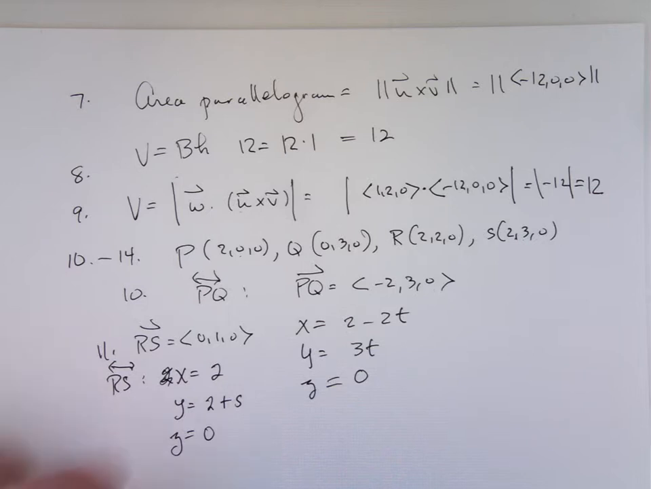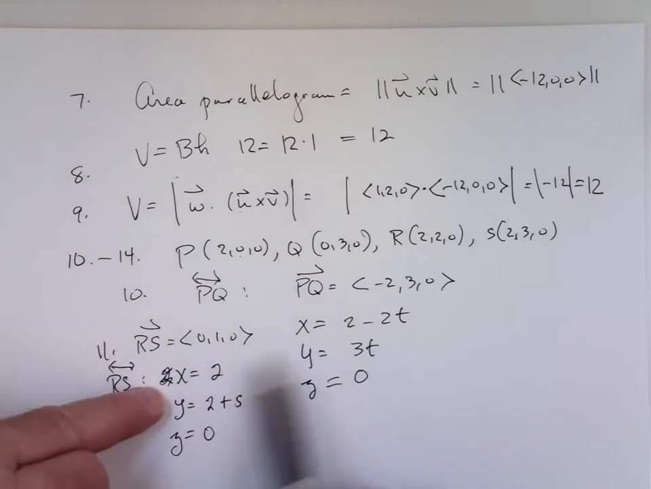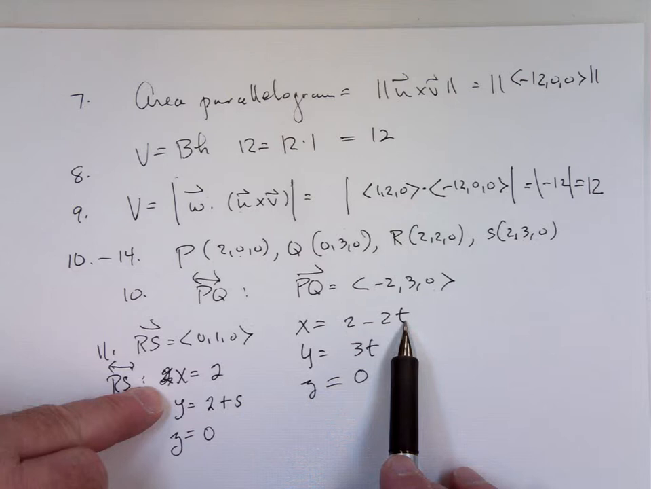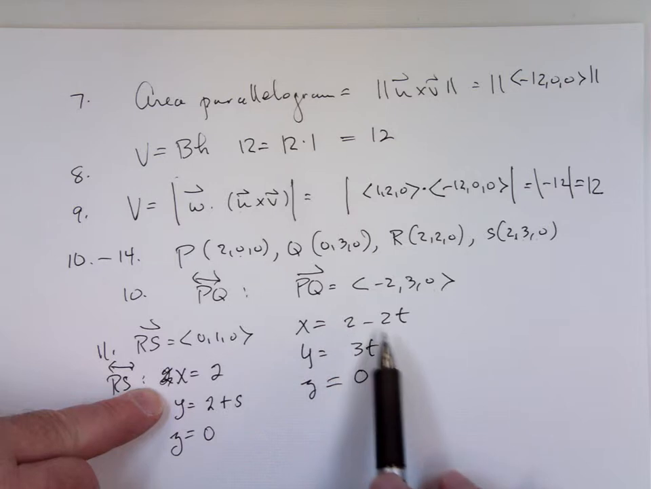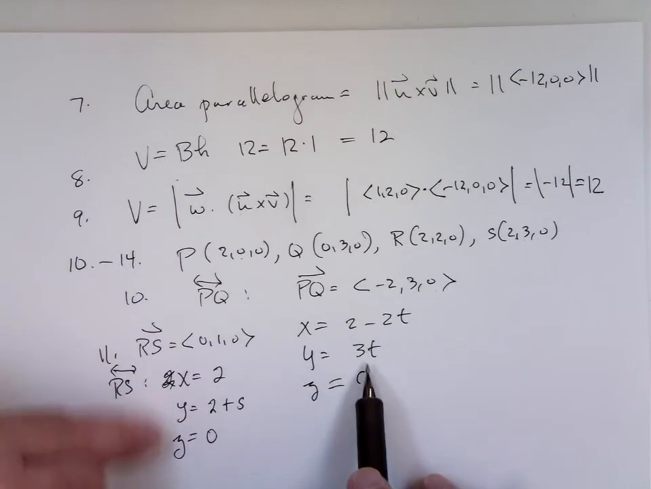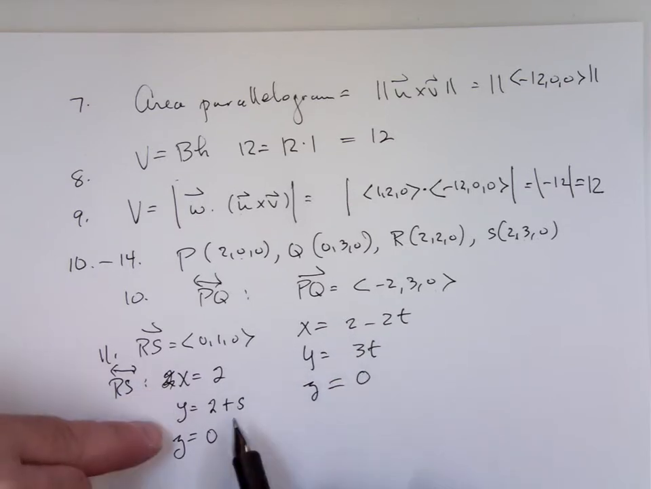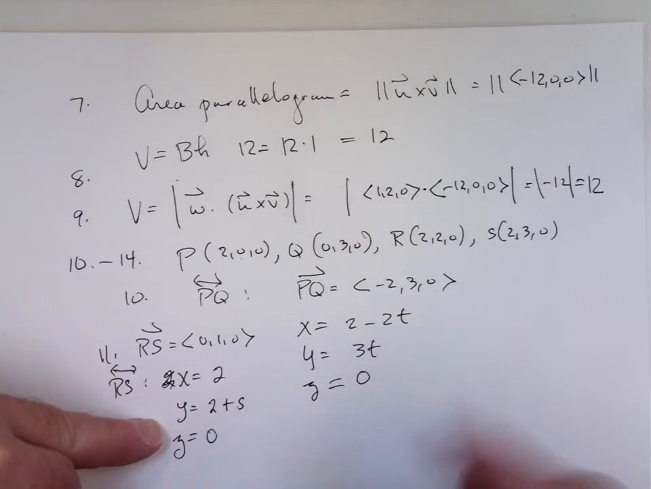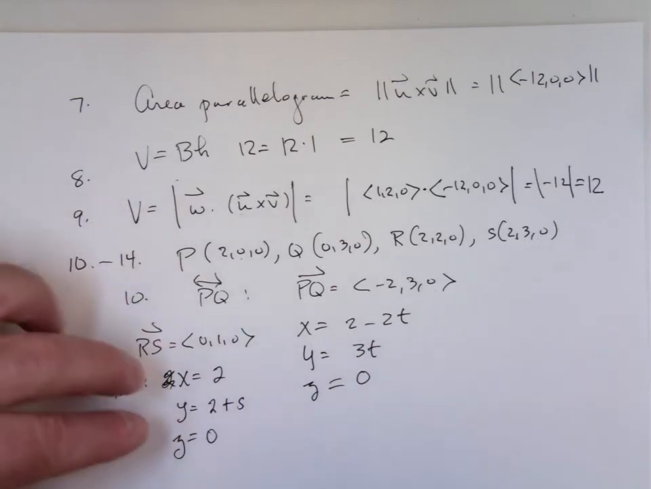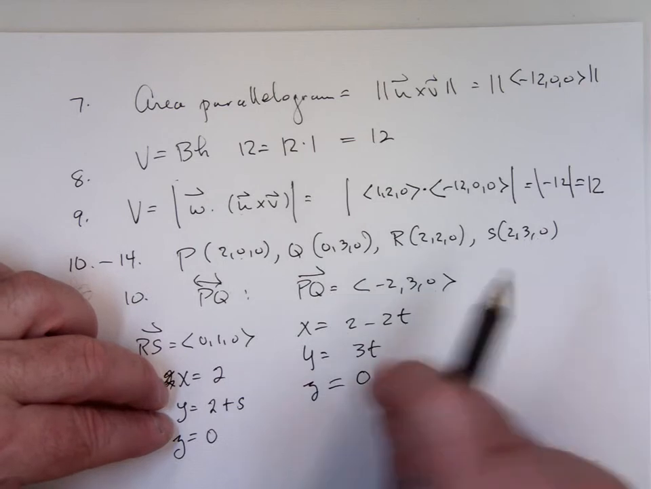And now, what do you want to do? You want to see where the x's are the same, for what value of this parameter? T equals 0. At t equals 0, x's are the same. The y would be equal to 0. That makes s equal negative 2. That's not the way we did it. Let's do it the way we did it, although that way works.